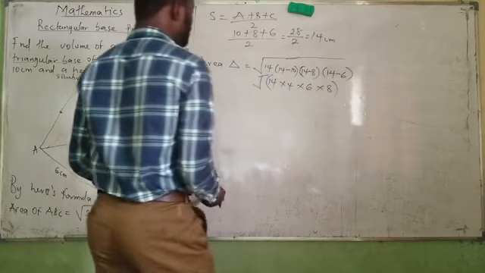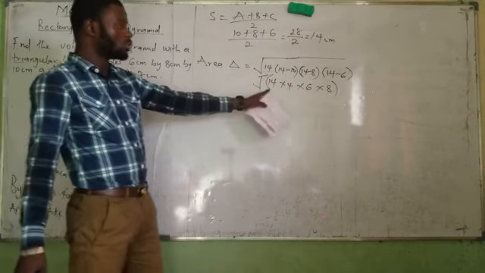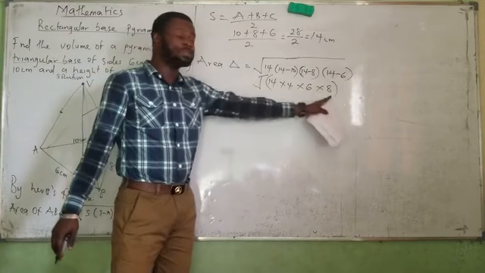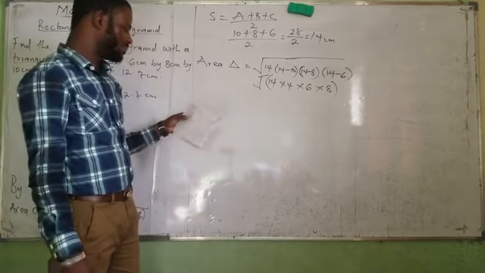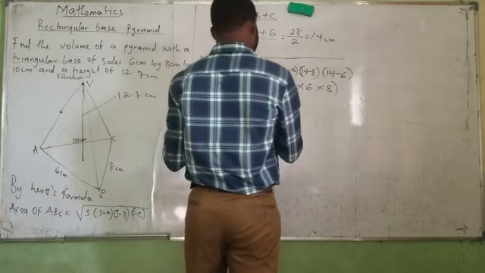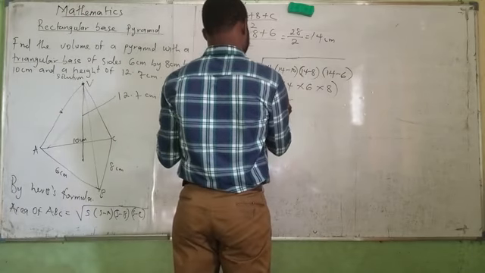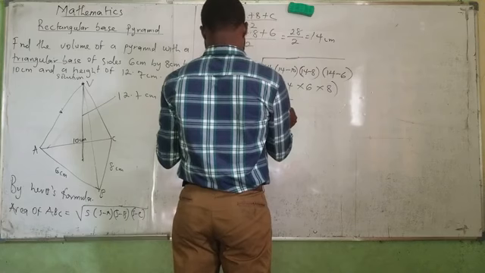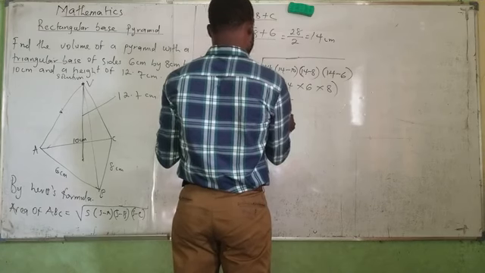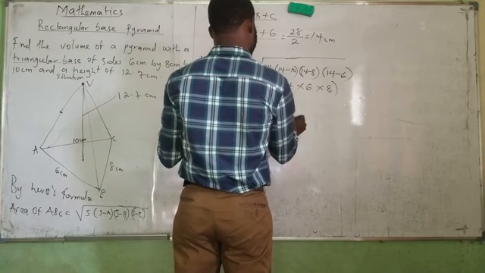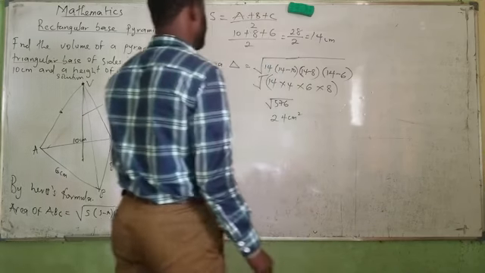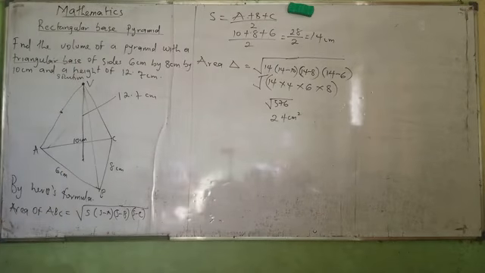Now, don't forget that for me to leave this root like this, I must put brackets. If not, you are killing mathematics. Now, we'll be having the root and we'll be having 24 centimeter squared. 24 centimeter squared. Now, that is the area of the triangle.